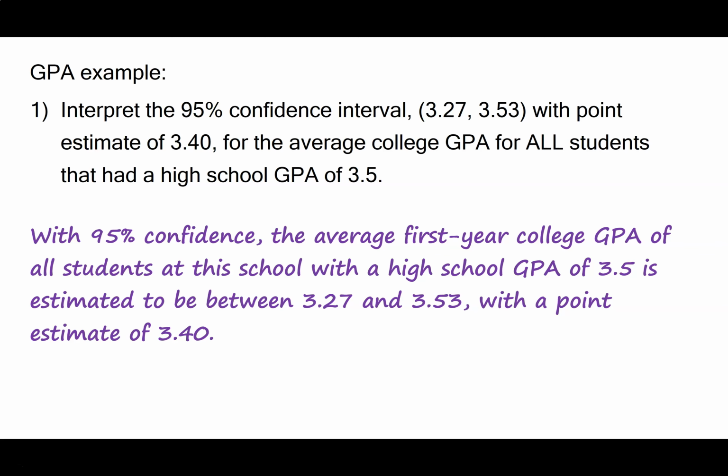So it's going to read very, very similar to other confidence interval write-ups. The key thing is you definitely need to include the word average, but then you need to imply it's for the population. So for all students at this school with a high school GPA of 3.5. That's an important detail. If you're missing that, you don't quite have it. And then "is estimated to be between" the interval "with a point estimate of." And if there were units, you'd include them, but with GPA, there really aren't.